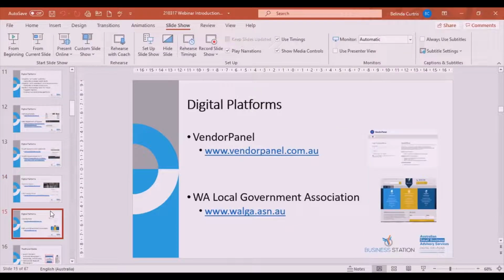Vendor Panel is another one. And in WA, the WA Local Government Association, you can register your supply details with them. So you need to be proactive, register for these sites if you're in WA.